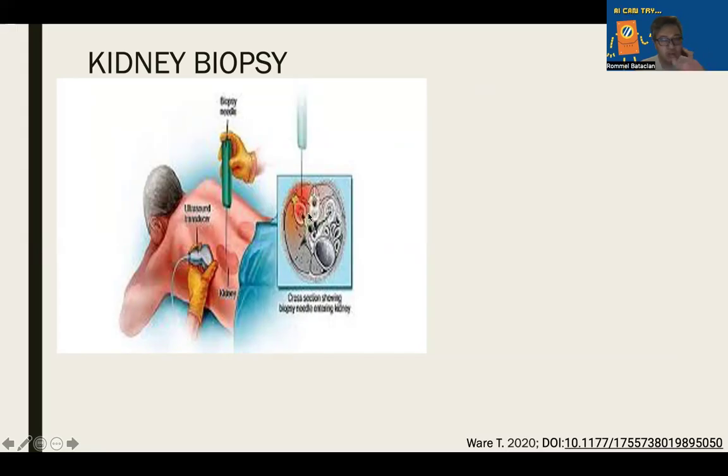In the ultrasound, there's a delineation between the cortex and the medulla. Why the cortex? Because it's in the cortex that we find the glomeruli. Okay? In the medulla, those are primarily the tubules. Remember, we're looking at the glomeruli because that's why it's glomerulonephritis.